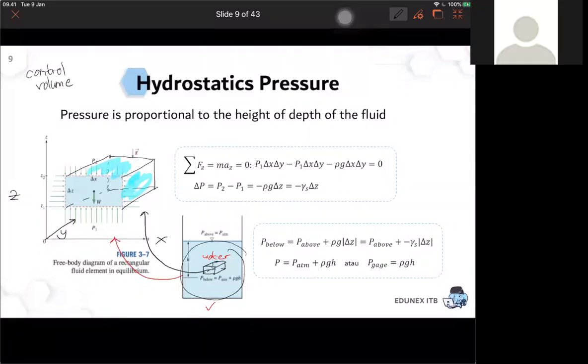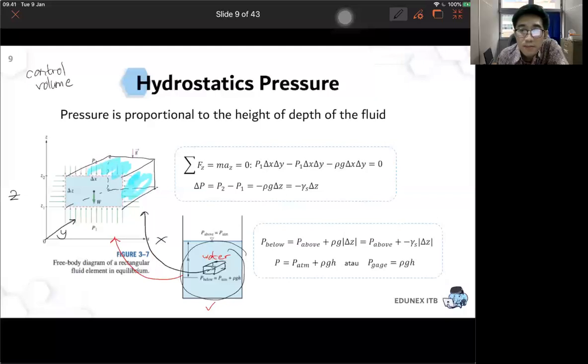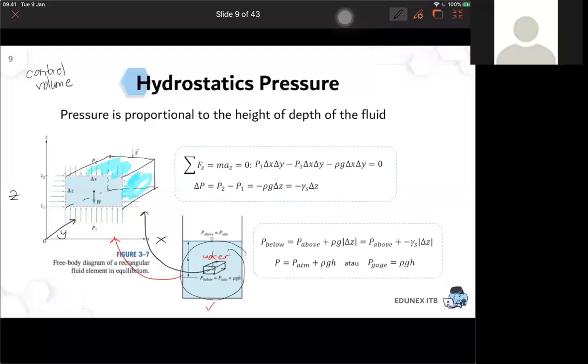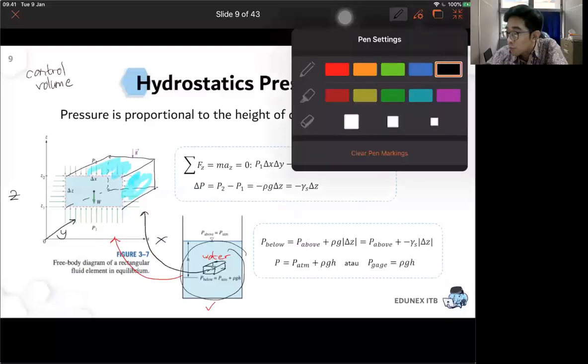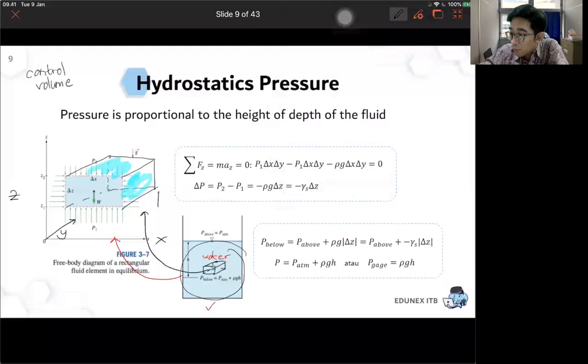So what would be? Yeah, okay. Weight, sir. The weight of the water. Yes. First, this control volume will have weight force. Yeah, arahnya ke bawah. Gaya berat, the weight force, is the downward position. Arahnya ke bawah. Okay, beside the weight force, ada gaya lain nggak?